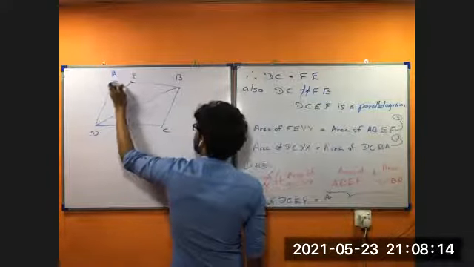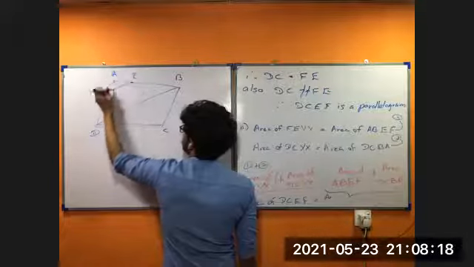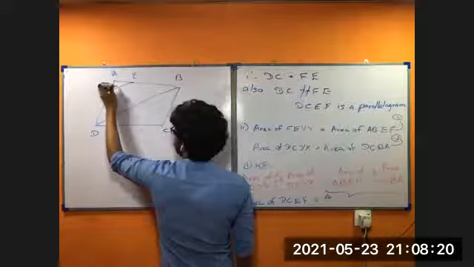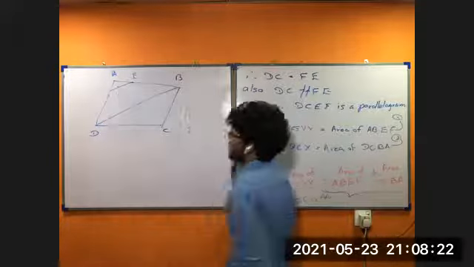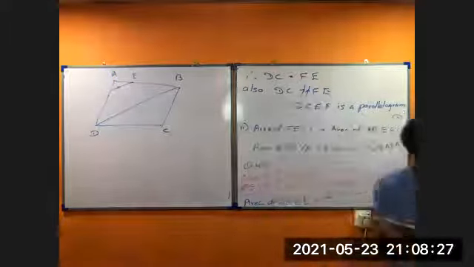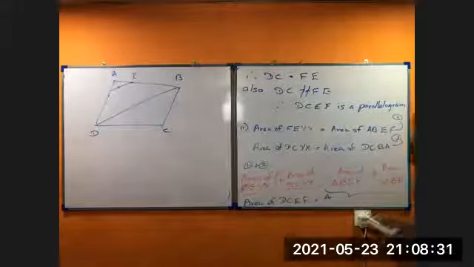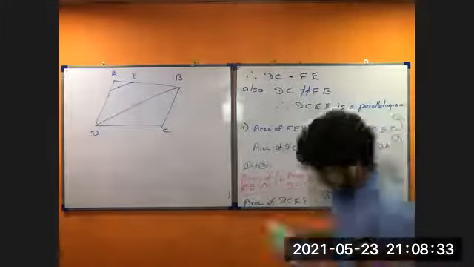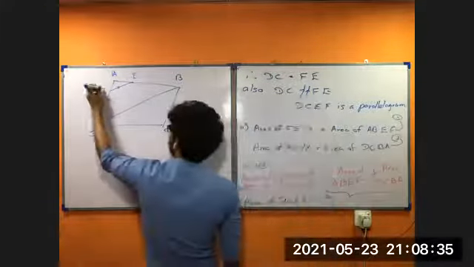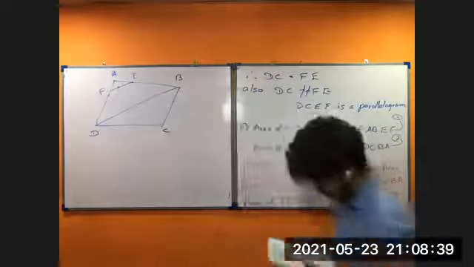So let's say something like this. And these two lines are parallel to each other. It intersects AB at E and AD at F. This is F and this is E. So this is the diagram, right?